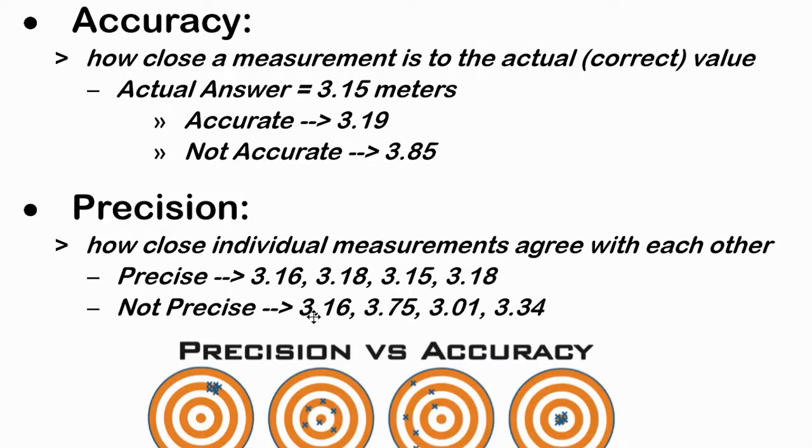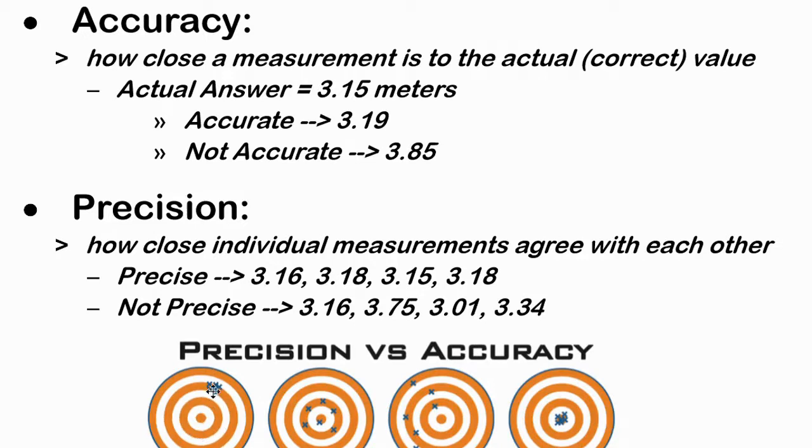Not precise is when your values are all over the place. So if you measure something and the first time you get 3.16, the second time 3.17, 3.01, 3.34, your numbers are scattered all over the place. Your measurements are not precise. And so here's an example of precision, but no accuracy, right?